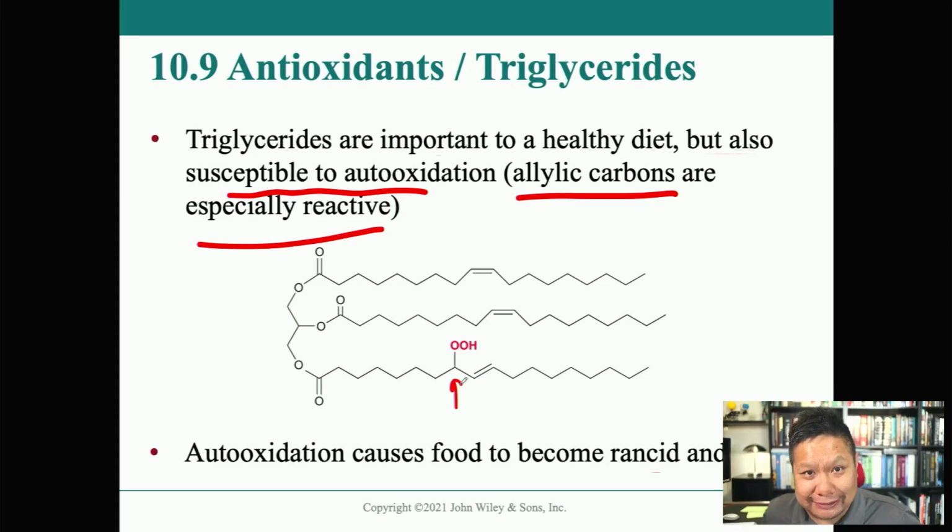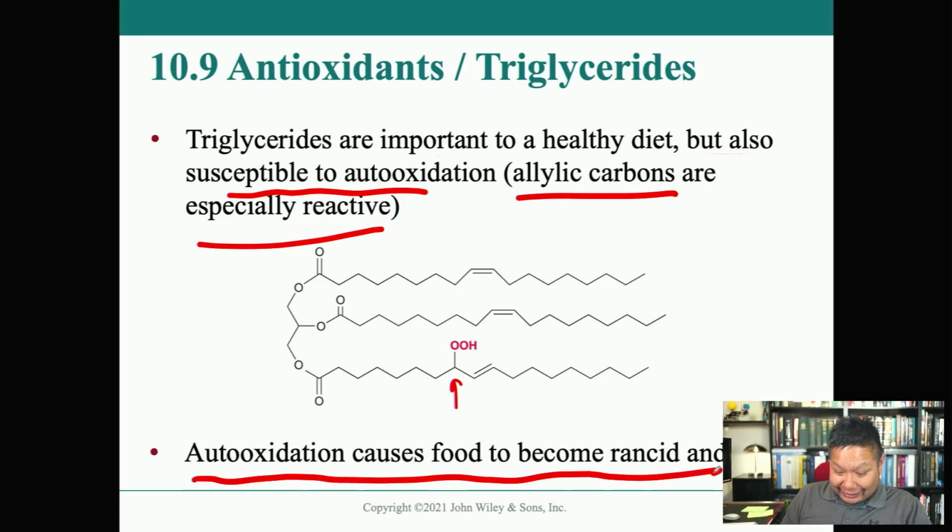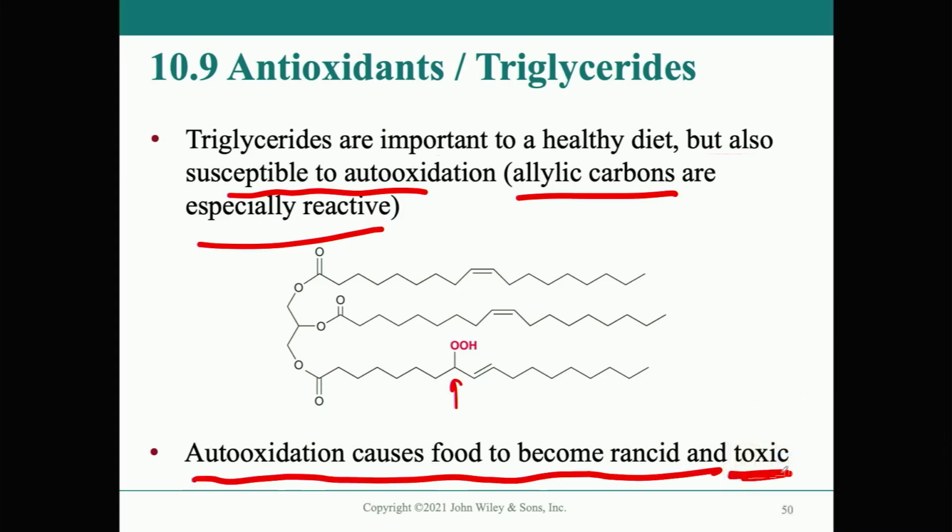Oh my God, those trans fats are terrible, right? And it just got auto-oxidized. And so this auto-oxidation causes the food to become rancid and even toxic. Yeah, that's my head blocking that. It's just toxic. So don't use rancid oil, okay? Don't use rancid oil. I made that mistake a couple times. Luckily, I didn't die, right? But don't use it. Don't do it. It's bad for you, okay?